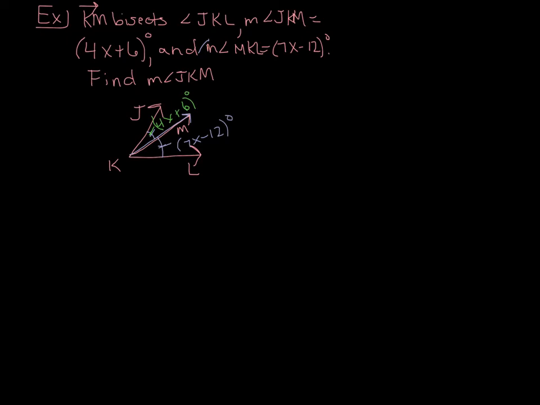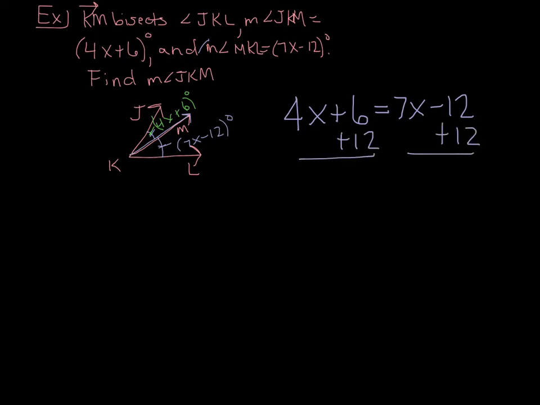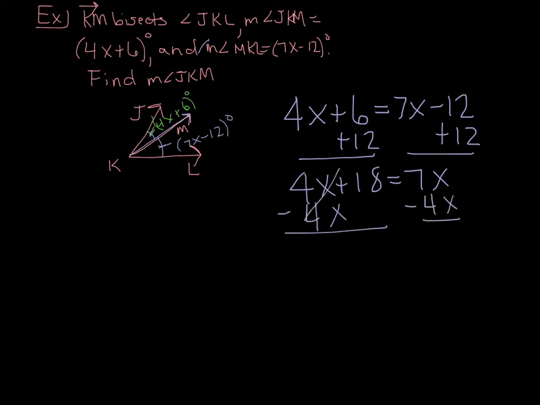So what I want to do is I first need to solve for x. Okay, so I know that these two angles are congruent, so I'm going to set their measurements equal to one another. So 4x plus 6 is equal to 7x minus 12. Now I'm going to solve for x, so I'm going to add the 12. I'm going to bring all my constants to one side and all my variables on the other. So this side I'm left with just 7x. This side I'm left with 4x plus 18. I'm going to subtract my 4x. And I'm left with 18 equals 3x. So I'm just going to divide by 3, and I get x equals 6.